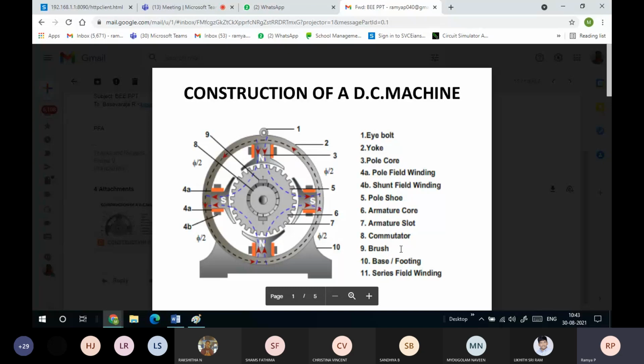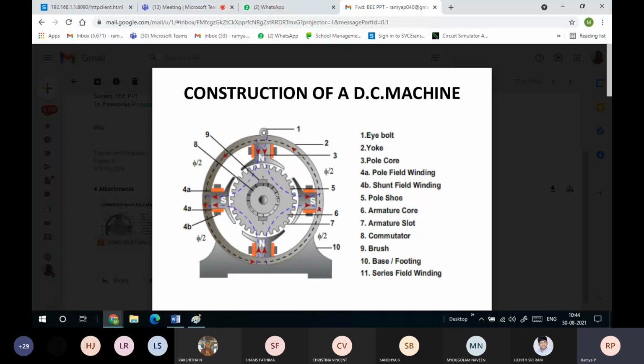The next is the brush. Brushes are also called brush gear. I can see the brushes here, and this is my armature winding. To connect that armature winding to the prime mover, to drive this conductor, if I want to move this conductor in a clockwise or anti-clockwise direction, I should use a prime mover. I can use any turbines or gear systems.